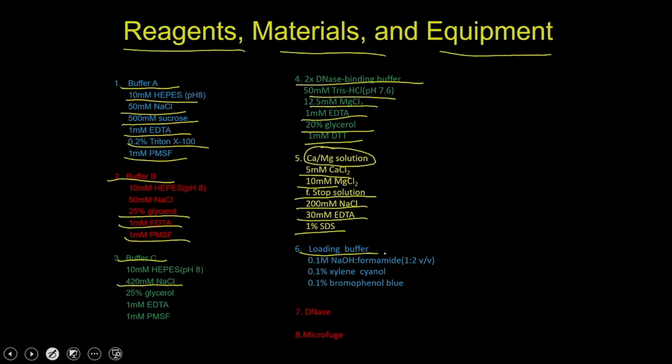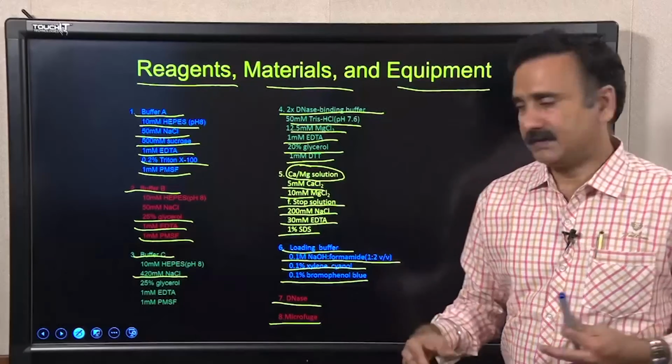And then you require the loading buffer. The loading buffer is NaOH, formamide, 0.1% xylene cyanol and 0.1% bromophenol blue. Apart from that, you require an enzyme which is called DNase, and for performing this experiment you require a microfuge as well as the electrophoresis apparatus.